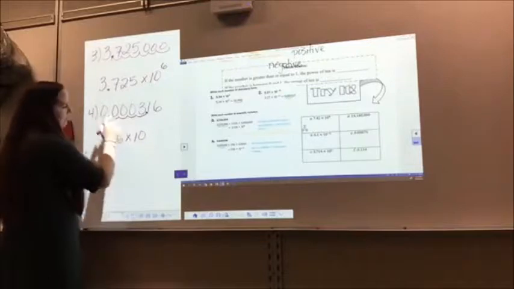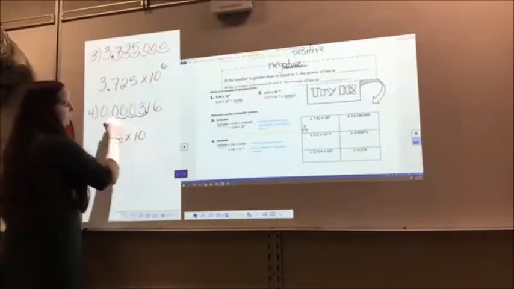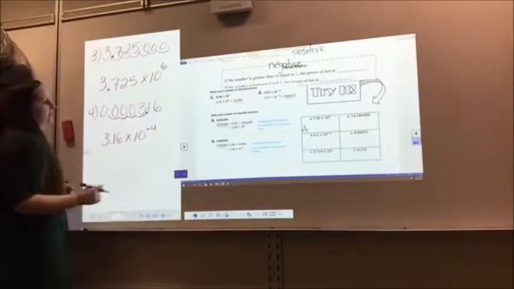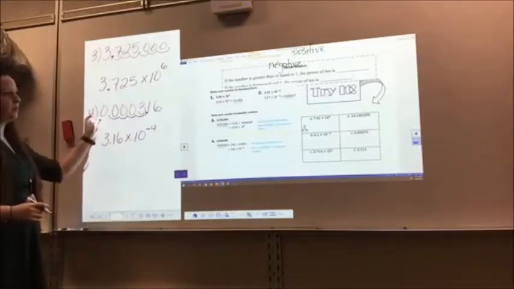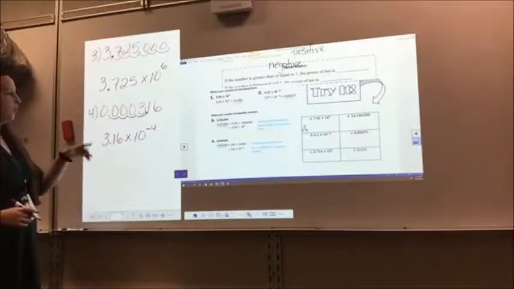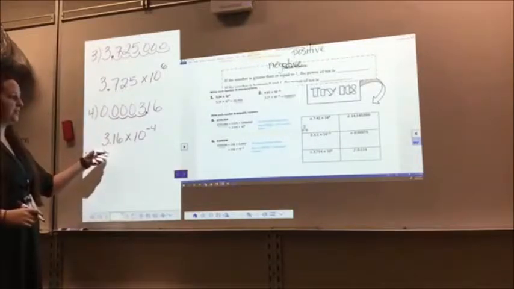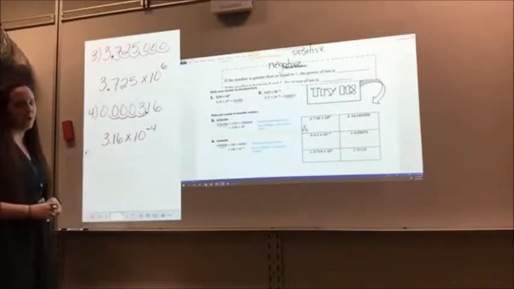Times 10, and I moved it to the right. So I moved it 4 times, to the negative 4. So this was a smaller number. Remember, the number is between 0 and 1. Okay, the power is going to be negative. So 3.16 times 10 to the negative 4th power.